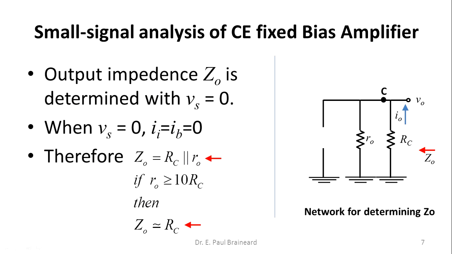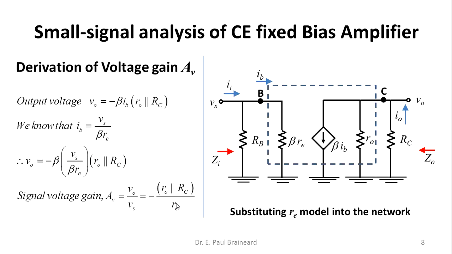Now, the output circuit is left only with ro and RC, which are in parallel. Therefore, Zo equals the parallel combination of RC and ro. Suppose the ro value is greater than RC by 10 times, in that case Zo can be written as approximately equal to RC. If ro is greater than or equal to 10 times RC, then Zo is approximately equal to RC.